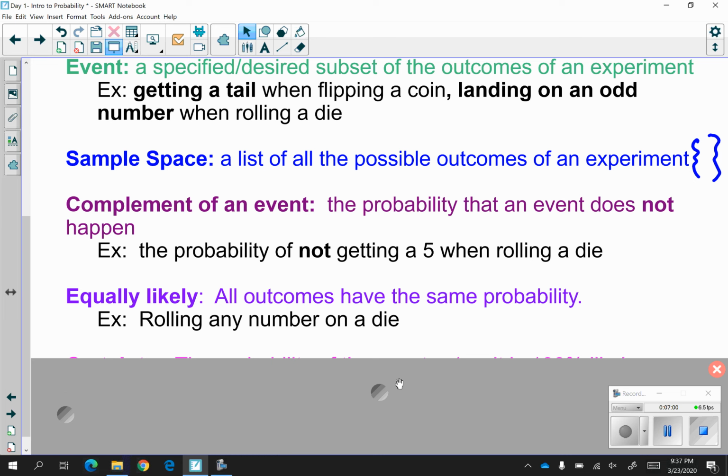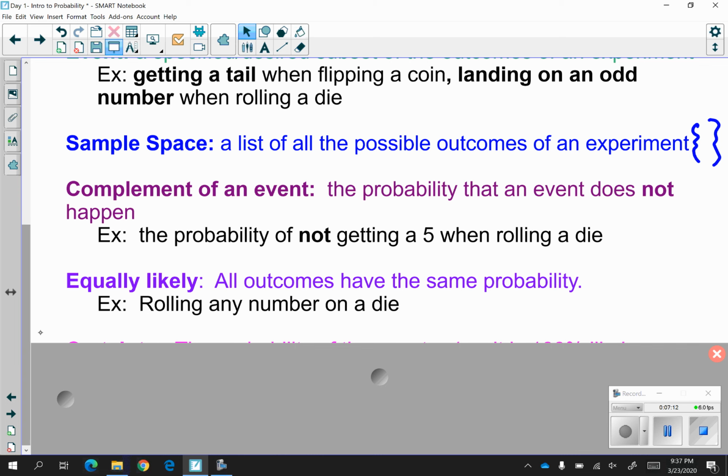Equally likely means all outcomes have the same probability, so you are equally likely to get any number 1 through 6 when you roll a die. They all have the same probability. Or like a coin is a 50-50 chance.